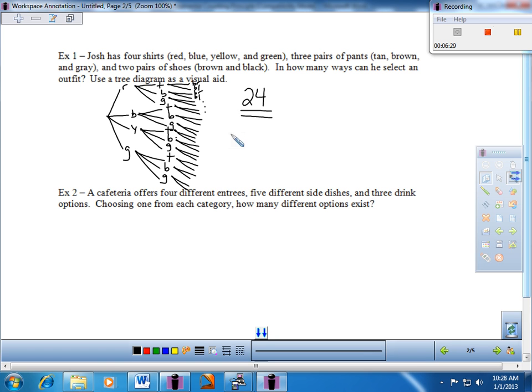Let's fill this in. 3 tasks that Josh had to perform. Number 1 is to pick a shirt, and there were exactly 4 possibilities to do that. Number 2 was to pick a pair of pants, and there were 3 possibilities to do that. And the third task that Josh had to do is to pick a pair of shoes, and there were 2 possibilities for that. And why it's called sometimes the multiplication counting principle is because if you multiply the number of possibilities for each task, you get the answer. And there's your 24.